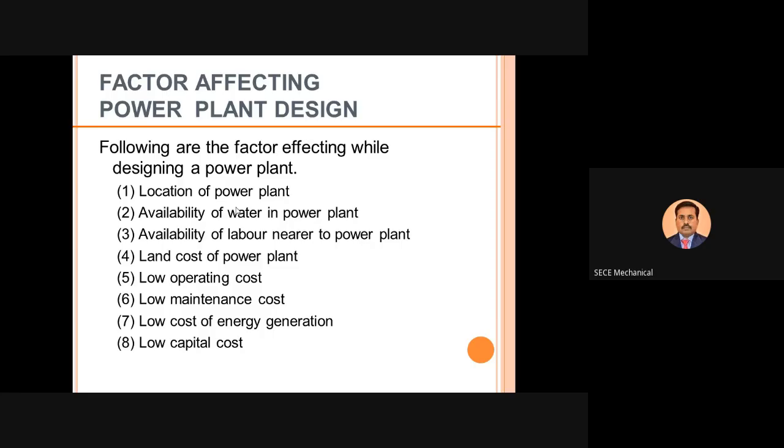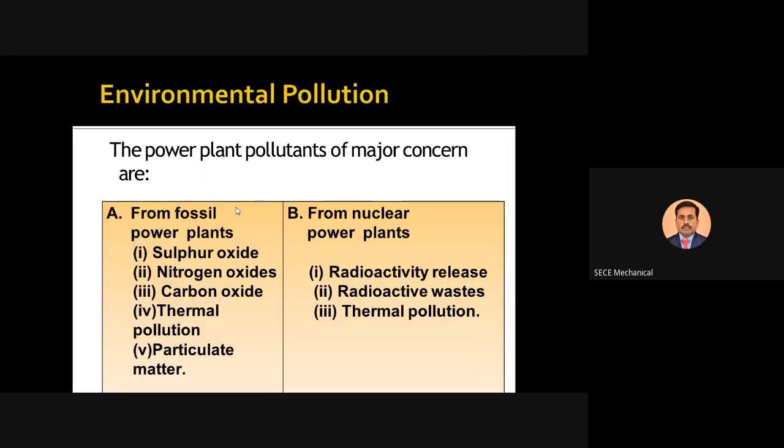Before starting the power plant design, we have to think about these 8 points, these 8 different factors. Based upon that, we can select what type of power plant to build and how we can generate the power. Everything we further proceed with follows from this. These are the important aspects of power plant design.